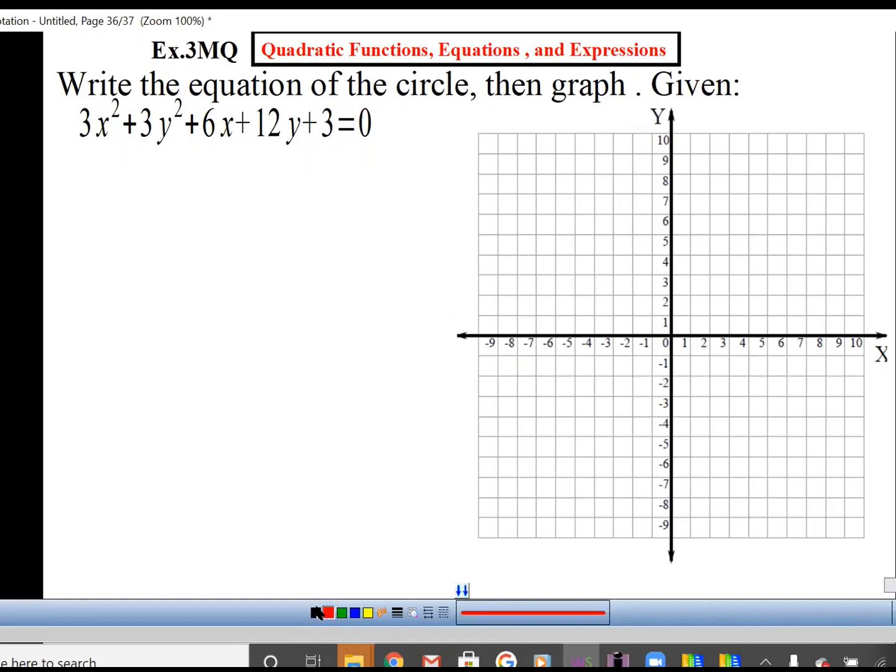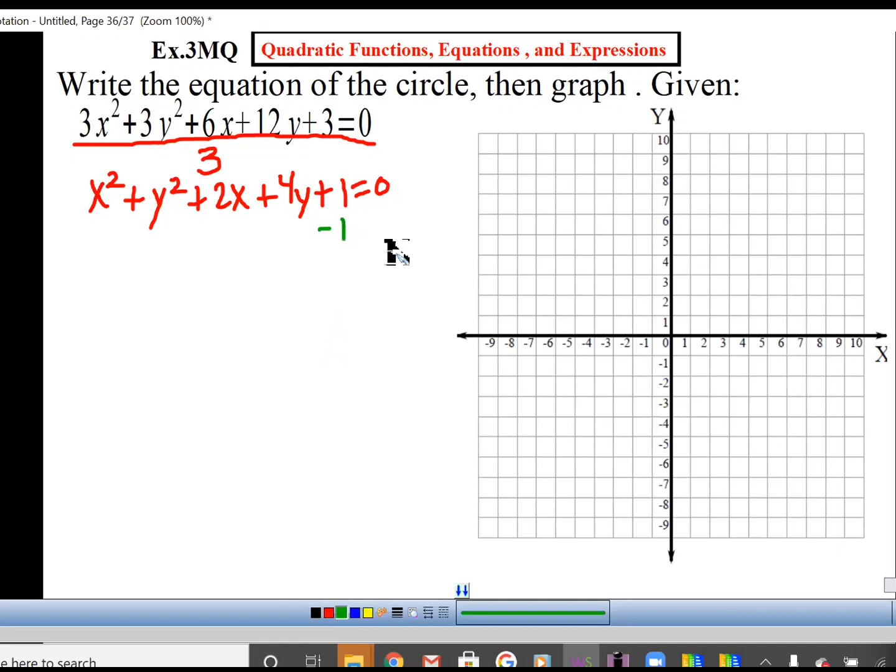What's my leading coefficient, guys? Show me your fingers. Yes, I see you guys saying 3. So yeah, we divide the entire equation by 3. So 3 divided by 3, we're left with x squared plus y squared plus 2x plus 4y plus 1 equal to 0. Eliminate the constant. So what do we do? Subtract what? 1. Yes, subtract 1, subtract 1.